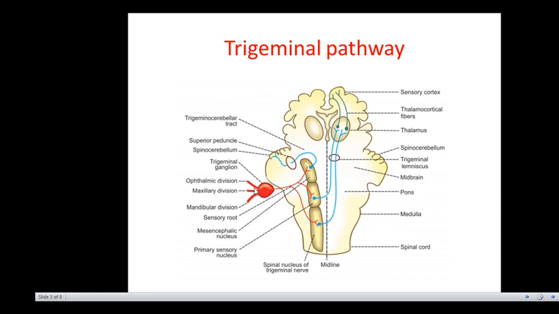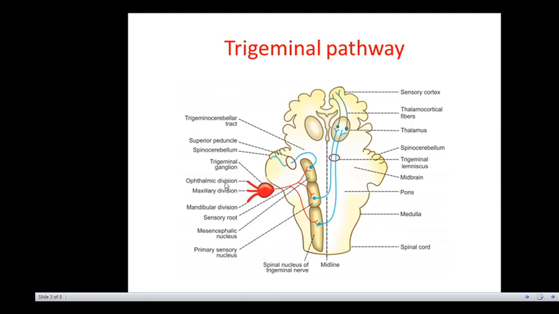So the first order neuron is from here to here, up to here. From this structure, from here to here, is the first order neuron, and then a synapse is happening here. From here to here, that is the second order neuron. From this junction up to the cortex, that is the third order neuron. Clear? Okay.